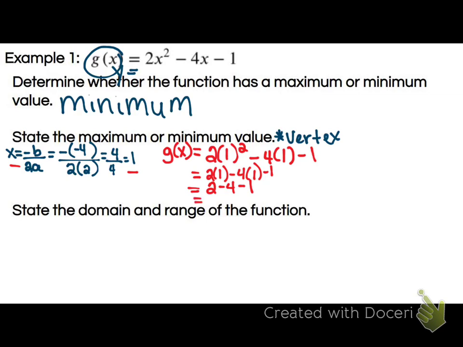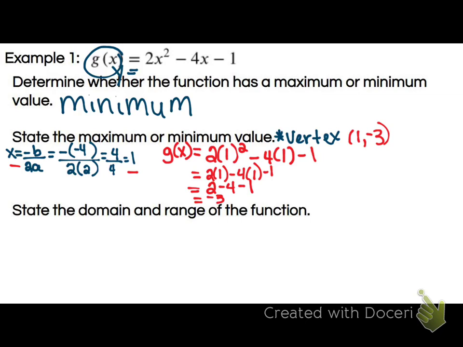Okay, so then what's our last step? Simplify it. So we're going to add or subtract, working left to right. So 2 minus 4 is negative 2, and negative 2 minus 1 is? Negative 3. Okay, so we know now that my vertex is going to be (1, -3).